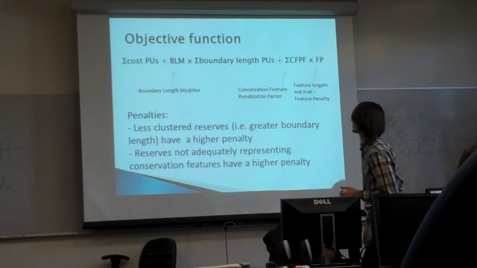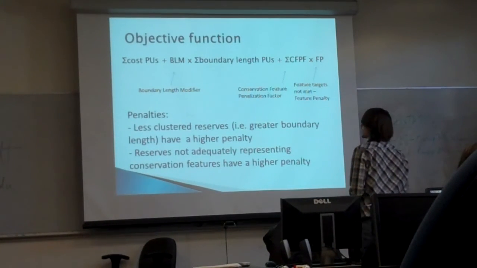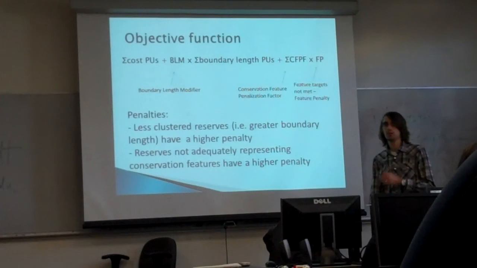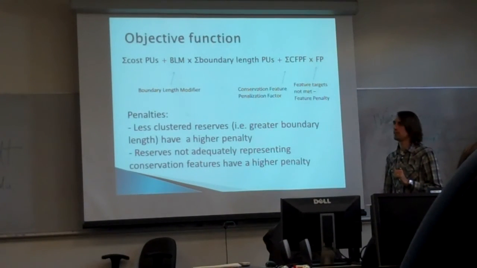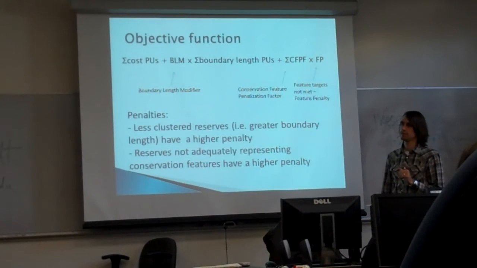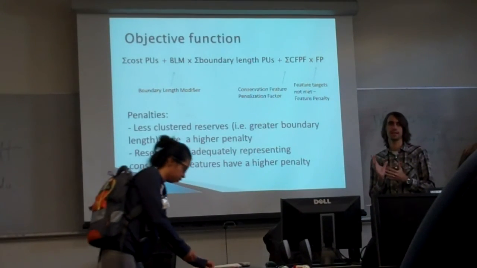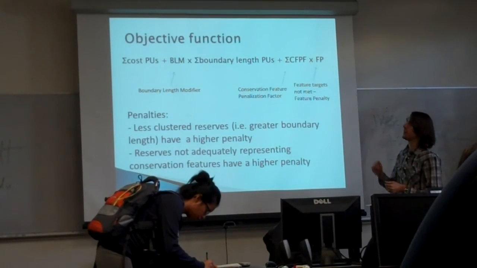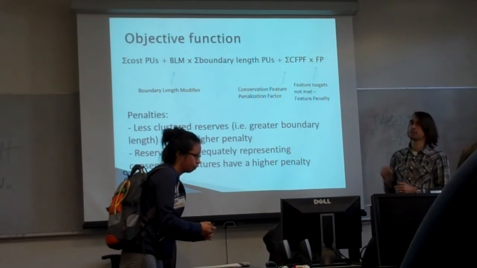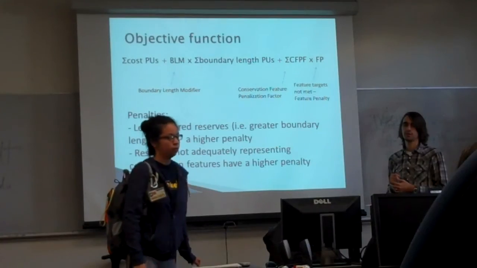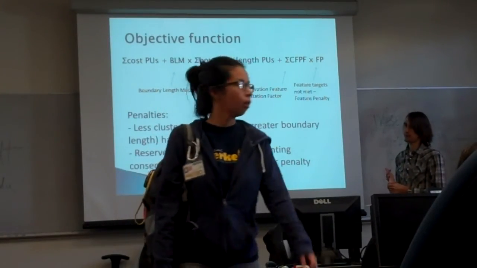So this is the objective function, this equation at the top here. There are three parts to it, and the goal of any reserve, or the optimal reserve, will be the system of planning units that are selected that result in the lowest possible objective function. So you want to minimize each of these three terms in the equation up here.